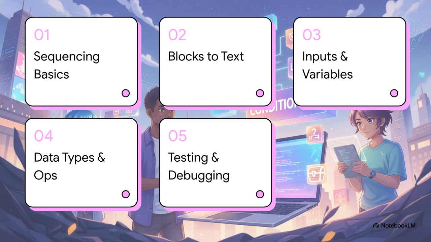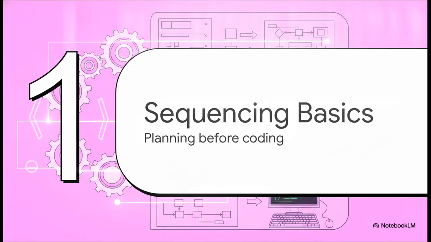Here is our roadmap for today. First up, we'll cover the basics of sequencing. Second, from blocks to text. Third, inputs, outputs, and variables. Fourth, data types and operators. And finally, testing and debugging. All right, let's dive right into Section 1, Sequencing Basics.